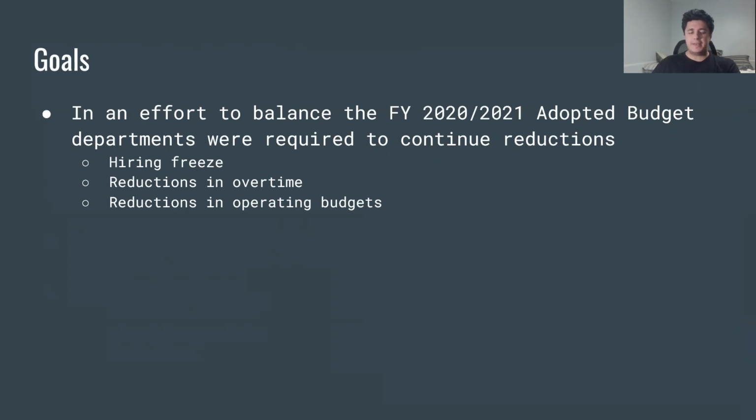Some of the goals identified in this budget are due to the economic downturn affecting all the areas of the economy of this city in particular. It represents the second year in which some of the budget reductions were necessary in order to balance the budget and minimize the future impacts on the budget. In an effort to balance the budget, the departments were required to continue reductions from the previous year. Some of these reductions, as mentioned before, include the hiring freeze, reductions in overtime, and reductions in operating budgets.